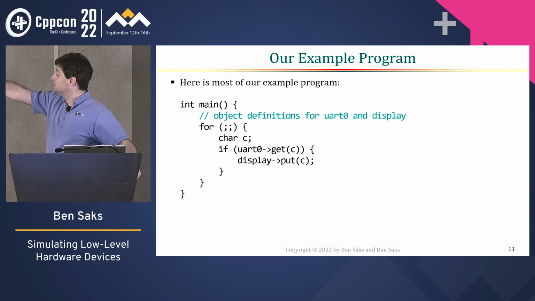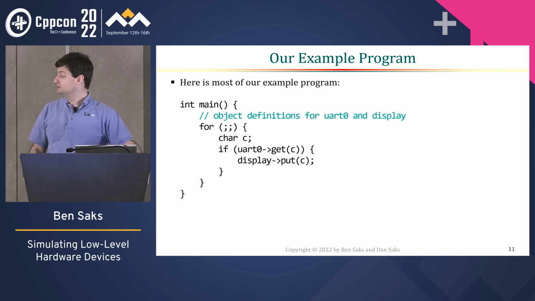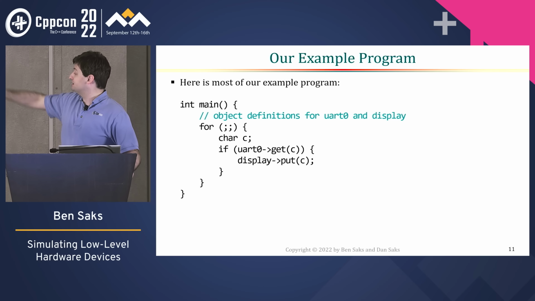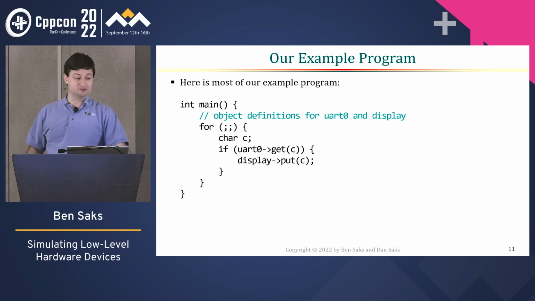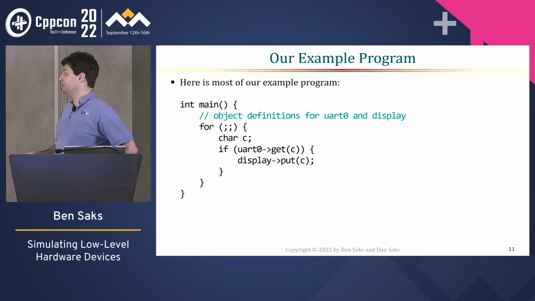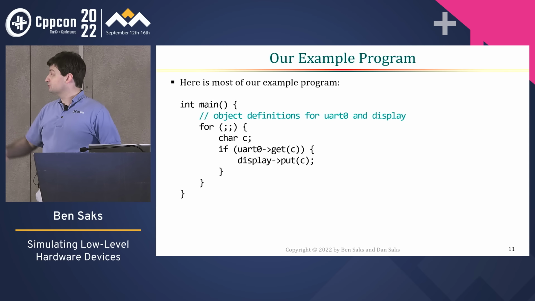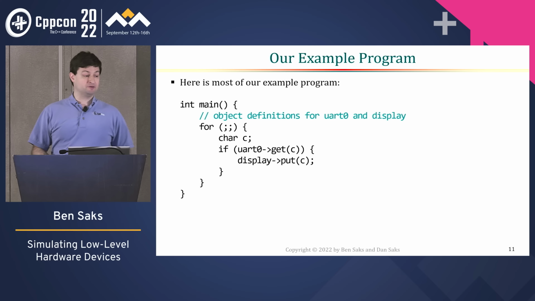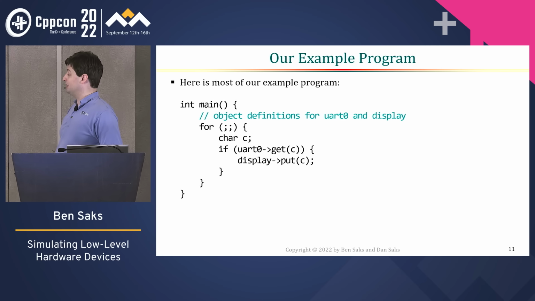So here is most of our example program. As you can see, it's pretty simple. It creates the objects for the UART0 and display, and I'll talk about how we do that in just a moment. But after that, it just loops forever, tries to read a character in from the serial port. If it can, it displays that character on the 7-segment display.